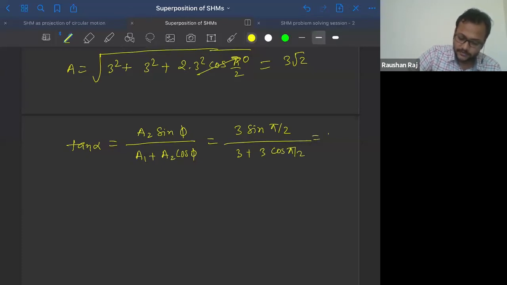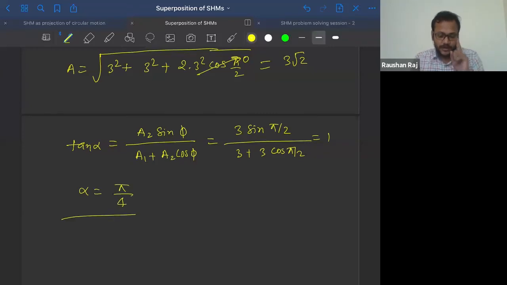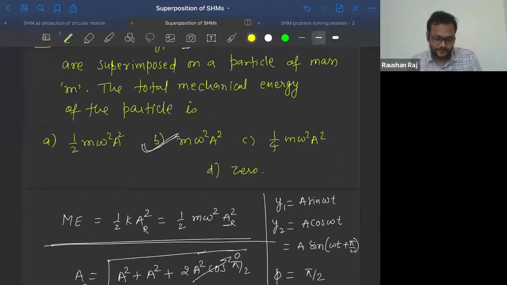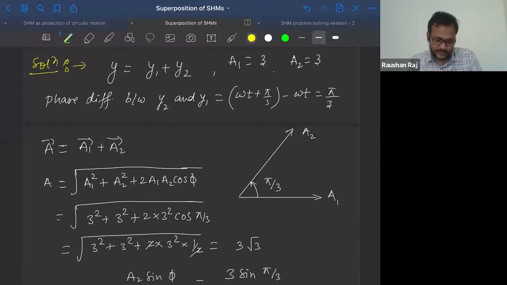So what will I get here? Sine pi by 2 is 1, cos pi by 2 is 0. So I'll get tan alpha is 3 by 3, that means 1. That means alpha is pi by 4. See, those who have got this answer A, they have missed one part. And what is that part? You missed this part.